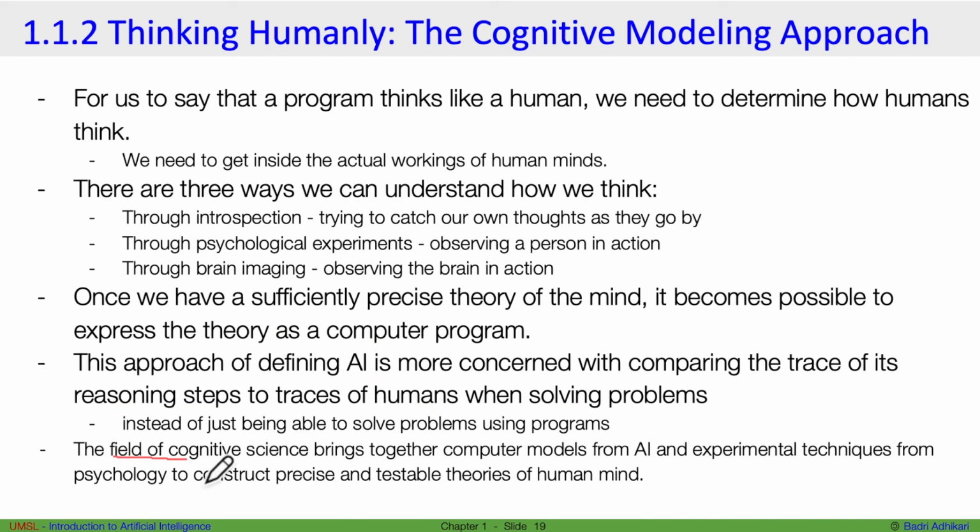So the field of cognitive science brings together computer models from AI and experimental techniques from psychology to construct precise and testable theories of the human mind. And thinking humanly is dealt with more now under this cognitive science.